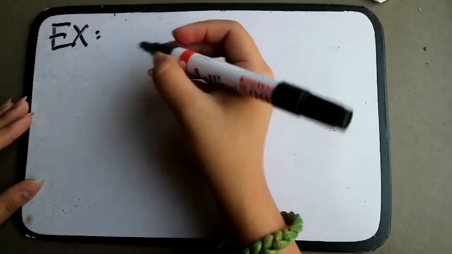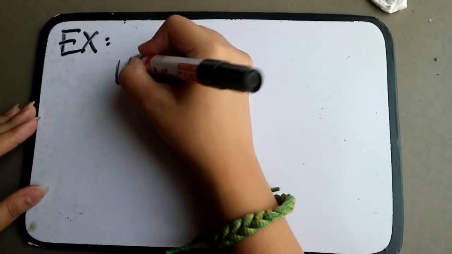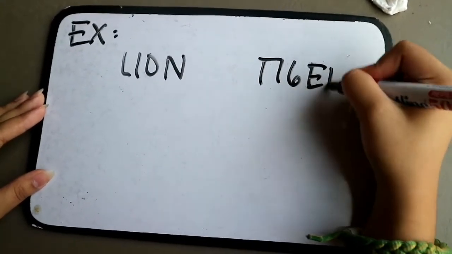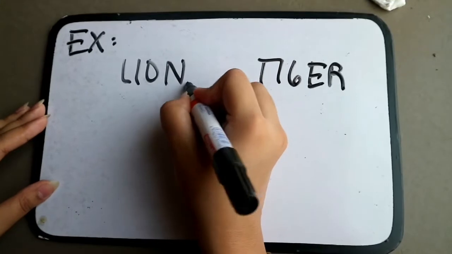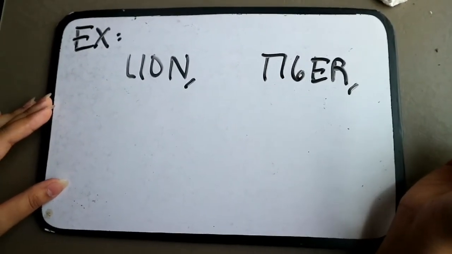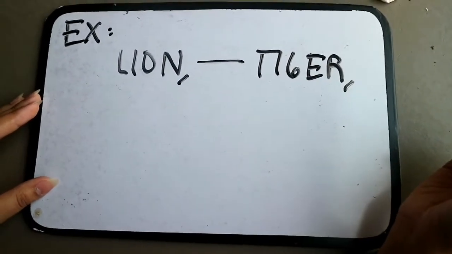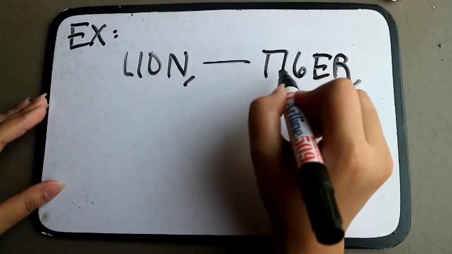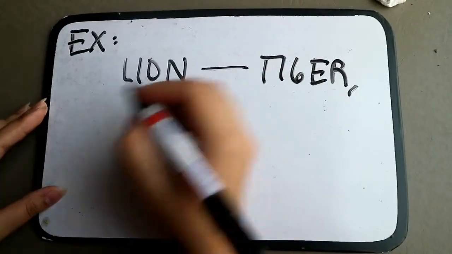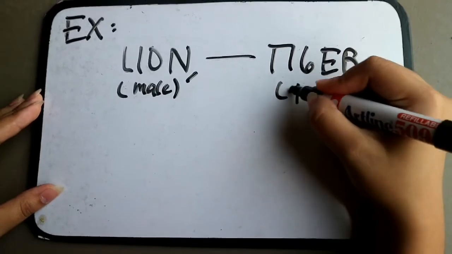For example, there are two parents which are the lion and the tiger. A lion is a species and a tiger is a species also. But both of them can actually interbreed with each other. But because of this, they are both different species. So let's say that there is a male lion and a female tiger.